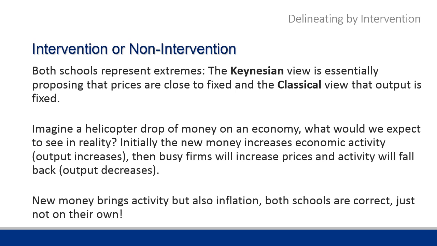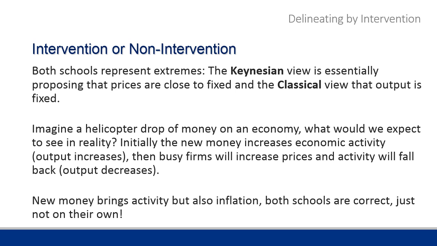And both schools represent the extremes. The Keynesian view is essentially proposing that prices are fixed in the short run, and the classical view that output is fixed in the long run. But let's look at reality. Imagine a helicopter drop of money on an economy. What would we expect to see? And we will discuss this in the lecture.